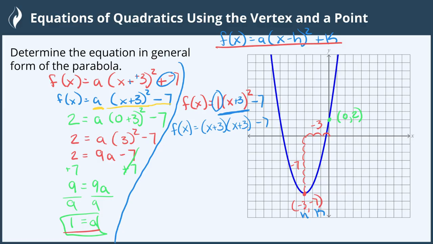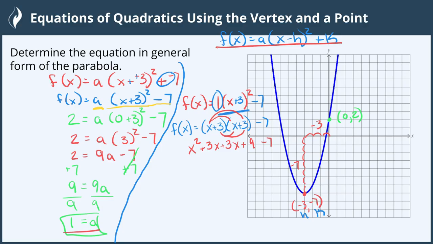Let's go ahead and go through FOIL, which is first times first, which gives us x squared. First times outside, or the two outsides, x times 3 is plus 3x. Then the inside is 3 times x, so we get another positive 3x. And last is 3 times 3, which is plus 9, and we still have the subtract 7 on there.